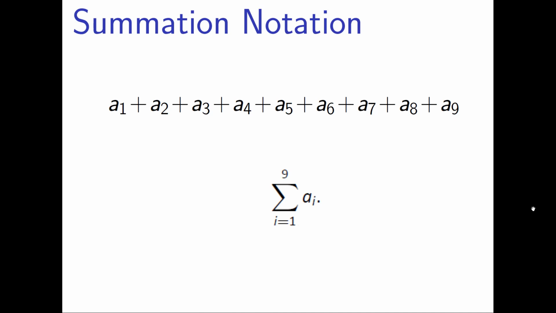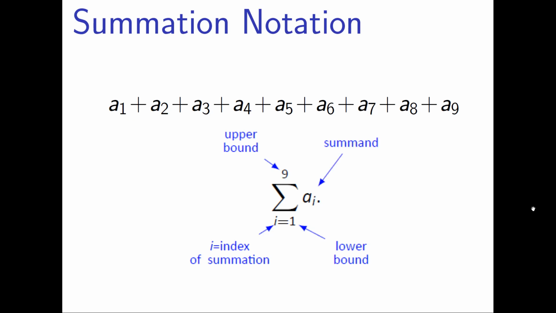Okay, so the i here is the index of summation, the thing that we count up. We have a lower bound and an upper bound. So in this case it's going from 1 to 9. And then the thing we're adding we'll call the summand. That's what we're going to add. Okay, so that's our summation notation.